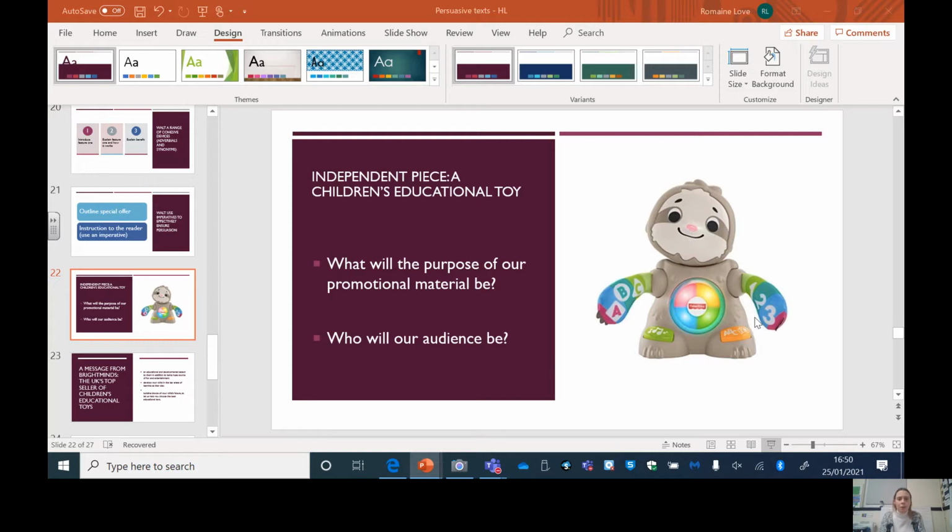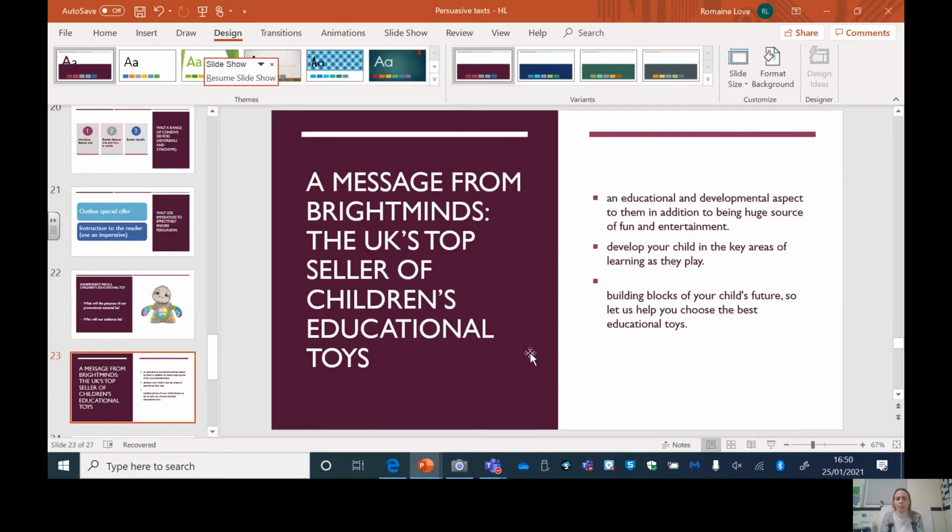Right, let's have a look then. Before we start designing our product, it's really important we think about what makes a really popular children's toy. What kind of features should we include to make sure our product sells? Now, I've actually got a message here from Bright Minds. Bright Minds is the UK's top seller of children's educational toys. Let's have a look at what they say sells well.